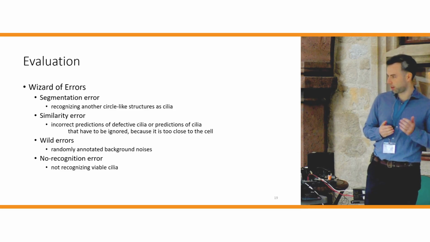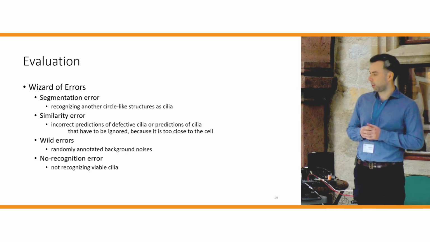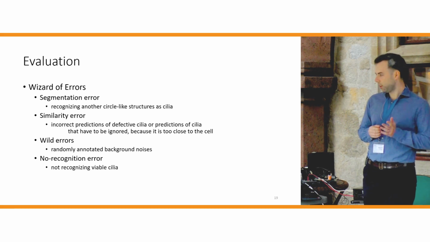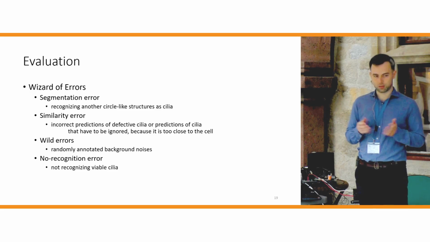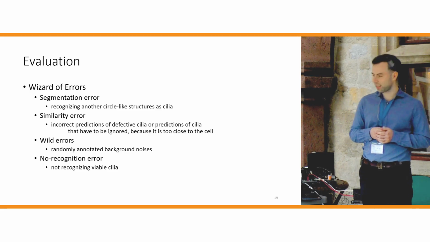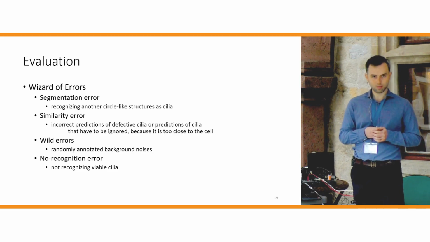Segmentation error, when we recognize other circle-like structures as cilia, but it doesn't make any sense. Similarity error, incorrect predictions of defective cilia or predictions of cilia that have to be ignored because they are too close to the cell. Wild errors, just randomly annotated background noises, and non-recognition errors, not recognizing viable cilia.